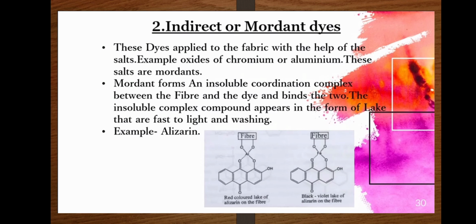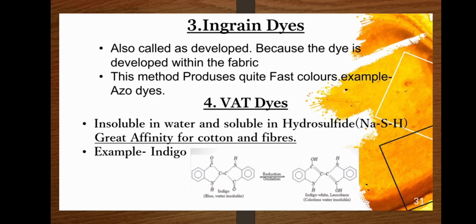Indirect or mordant dyes. These dyes are applied to the fabric with the help of salts, for example oxides of chromium or aluminium. These salts form an insoluble coordination complex between the fibers and the dye and bind the two. The insoluble complex compound appears in the form of lake that is fast to light and washing. Example is alizarin.